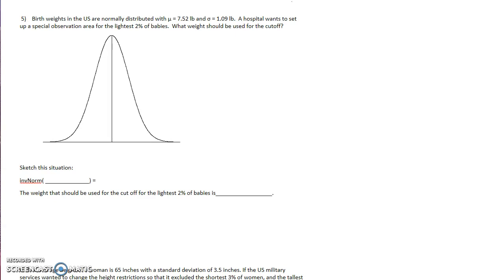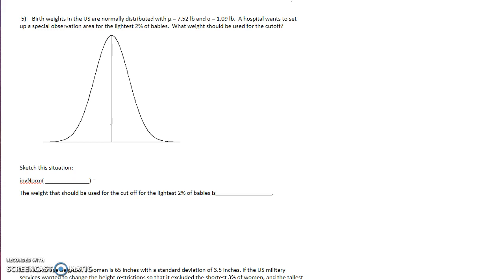All right, let's look at some more applications of the normal distribution. It says birth weights are normally distributed with a mean of 7.52 and a standard deviation of 1.09. A hospital wants to set up a special observation area for the lightest 2% of babies. What weight should be the cutoff?